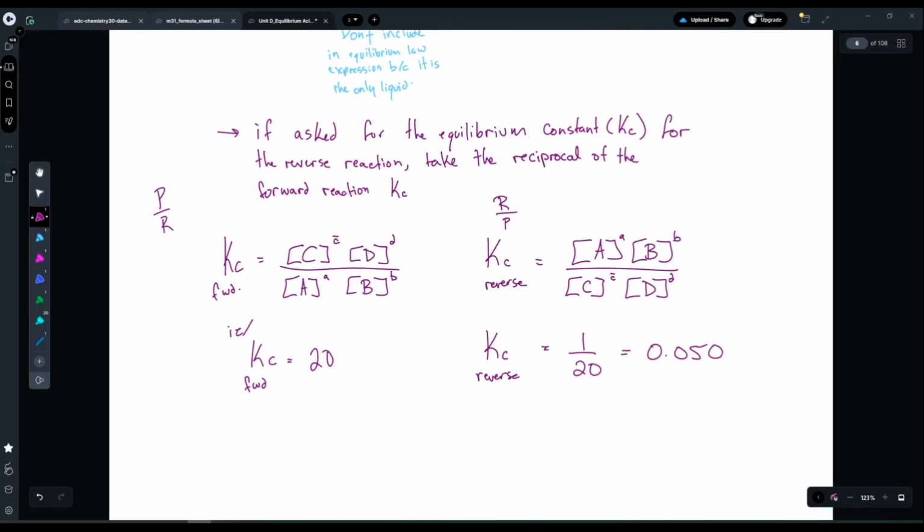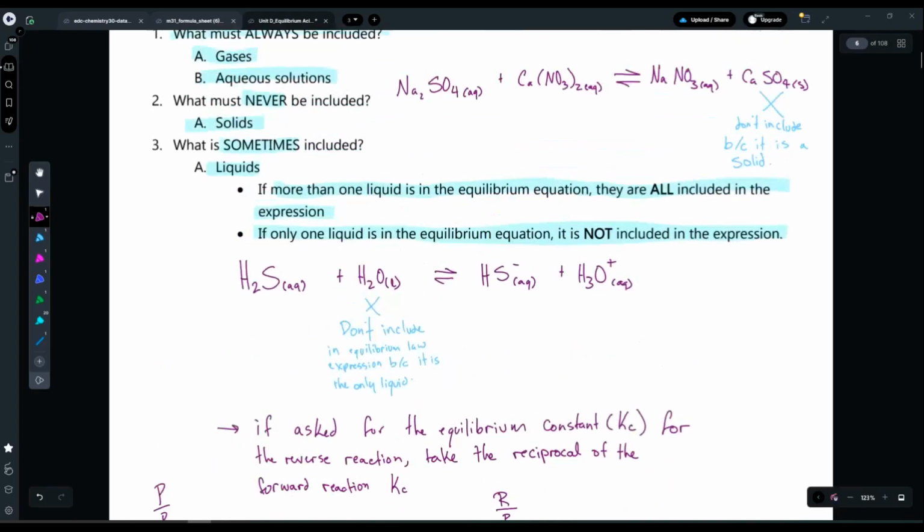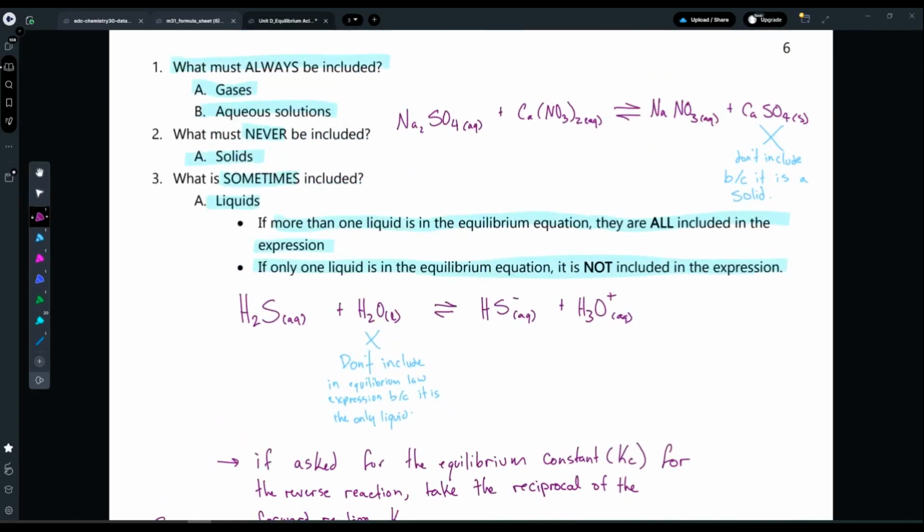Okay, so keep that in mind. You do need to know how to write equilibrium law expressions. You do need to be able to calculate equilibrium constants, and you need to be able to do all of that for both forward and reverse reactions. So make sure to pay special attention to these rules as to what can be included in your equilibrium law expression and what can't.